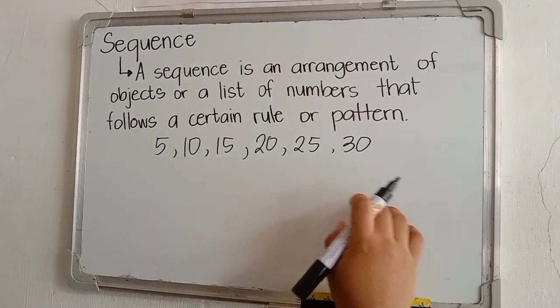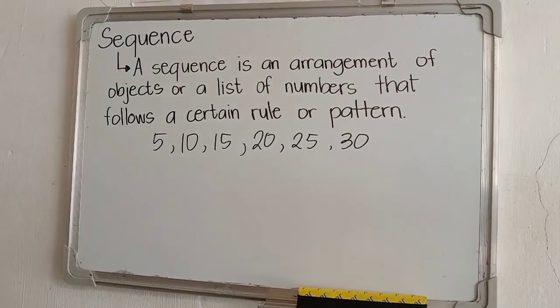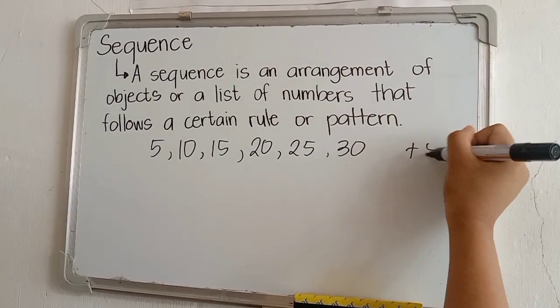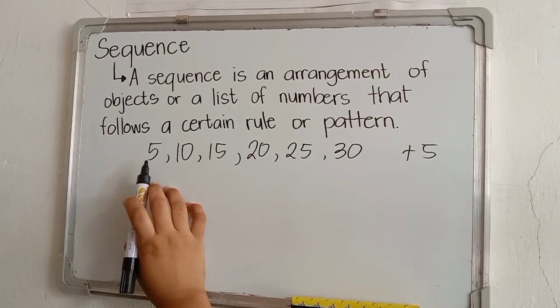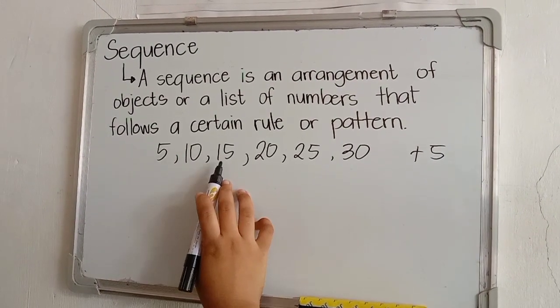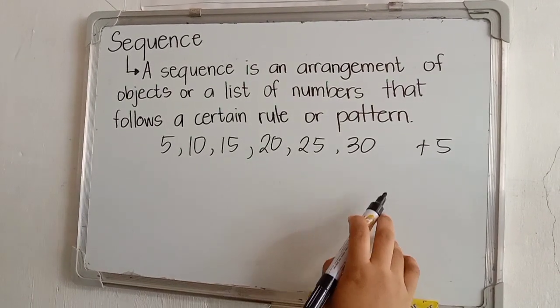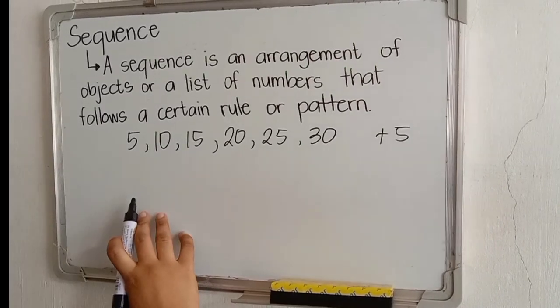If you observe, to get the second number, we simply add 5 to the first number. So 5 plus 5 equals 10. 10 plus 5 equals 15. 15 plus 5 equals 20, and so on.